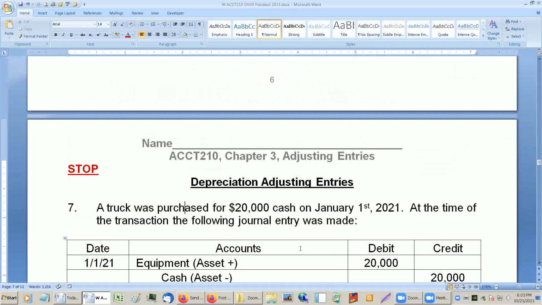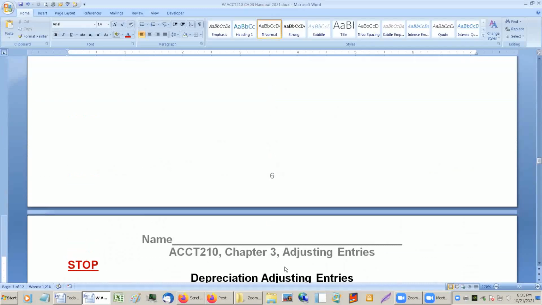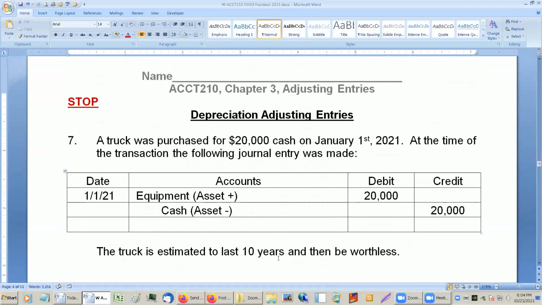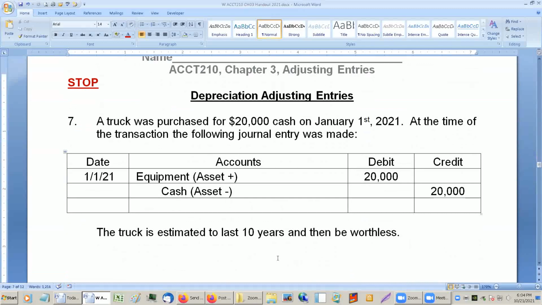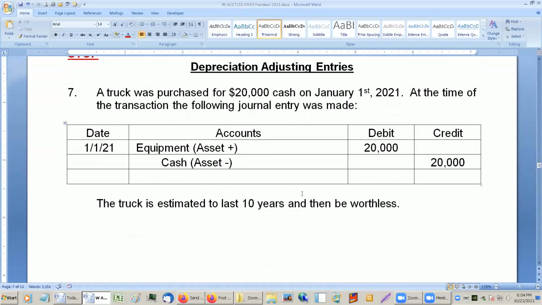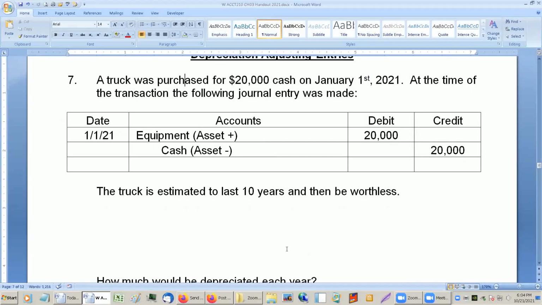So I think we ended up on chapter 3, the adjusting entries. I think we got through number 6, and now we're on 7. I know how to count. So we'll start on number 7.